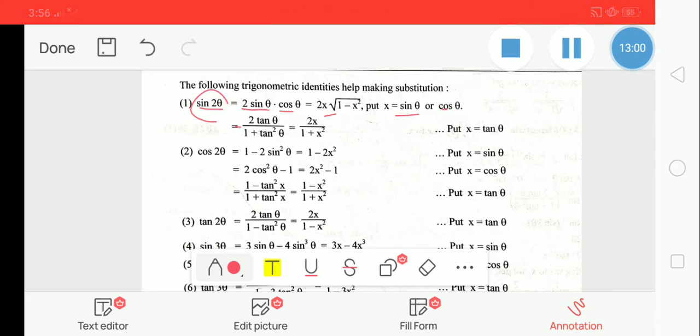Then we know that sine of 2 theta is 2 tan of theta divided by 1 plus tan square of theta, so we substitute tan of theta equal to x, so 2x divided by 1 plus x square.